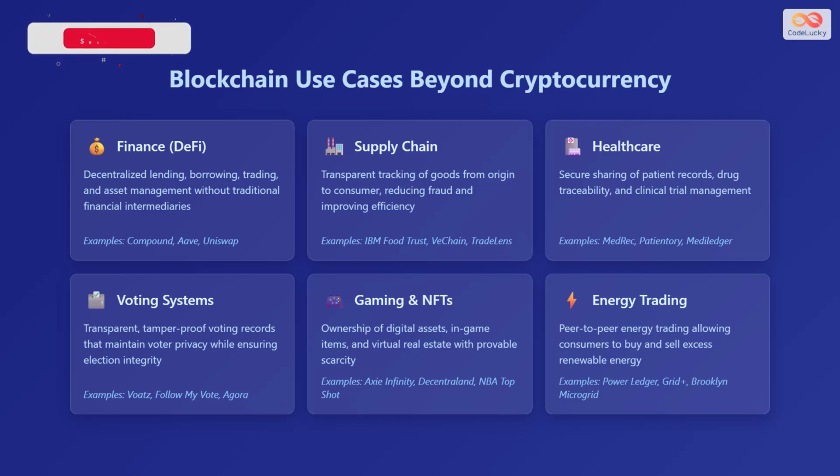In healthcare, blockchain supports secure sharing of patient records, drug traceability, and clinical trial management. Examples include MedRec, Patientory, and MetaLedger. For voting systems, blockchain offers transparent, tamper-proof voting records that maintain voter privacy while ensuring election integrity. Examples include Votes, Follow My Vote, and Agora.